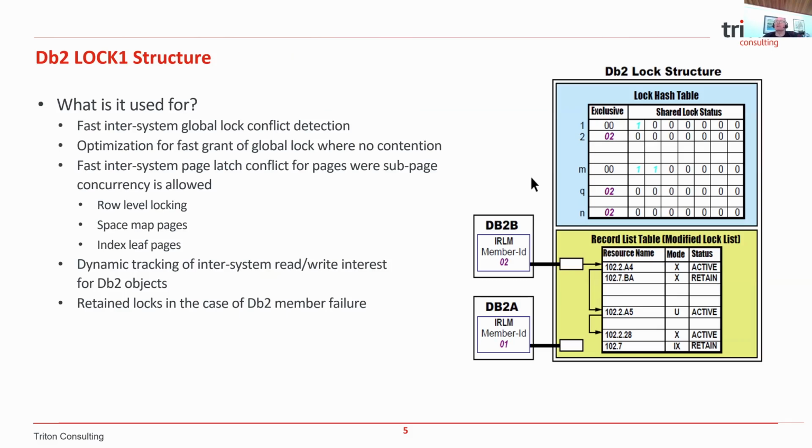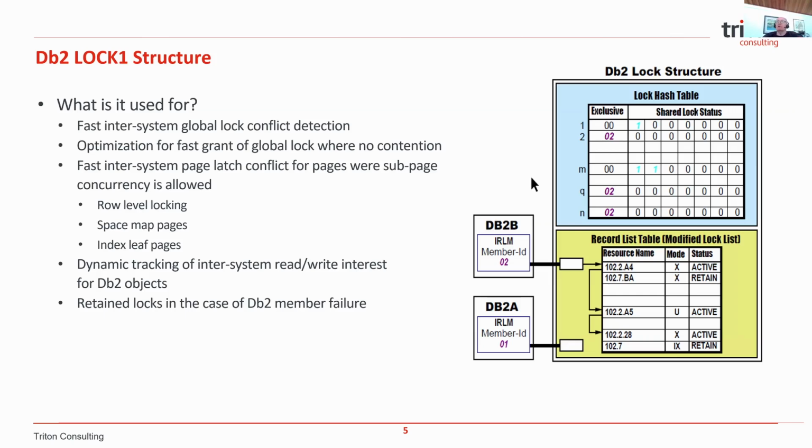So anyway, on the right-hand side is a picture of the lock structure, very simplified, but there are two parts inside that lock structure. You've got a lock hash table, which consists of lock table entries. And those lock table entries, individual ones, can either be 2 bytes, 4 bytes, or 8 bytes, depending on the number of members in the data sharing group. But for the purpose of this illustration, we're using 2-byte lock table entries, which means that the size of the data sharing group can be up to seven members.